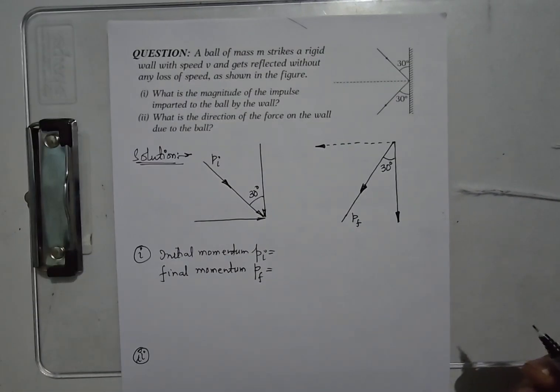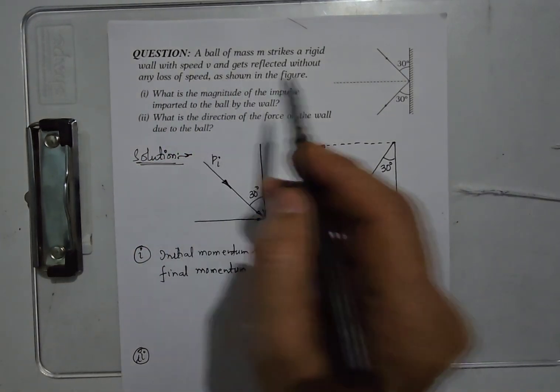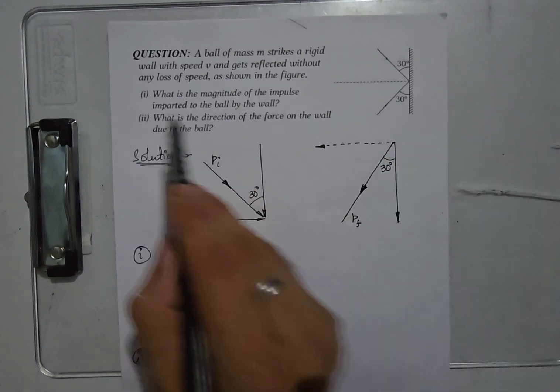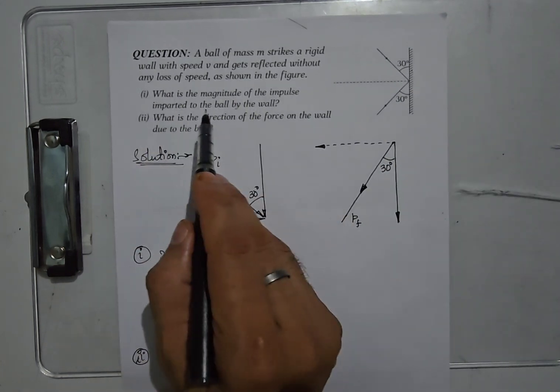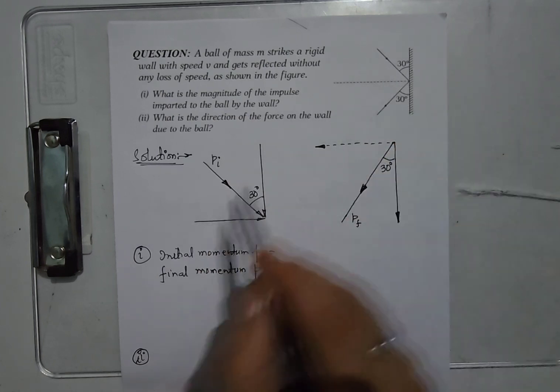Okay, next question is, a ball of mass m strikes a rigid wall with speed v and gets reflected without any loss of speed, as shown in the figure. See? Okay, as you can see here. Now what is happening? This angle is 30 degree. Now you have to calculate what is the magnitude of the impulse imparted to the ball by the wall. ये दीवार से इस बॉल पे कितना इम्पैक्ट है, अभी मैंने आपको एग्जांपल समझाया था. तो हाउ टू सॉल्व दिस?